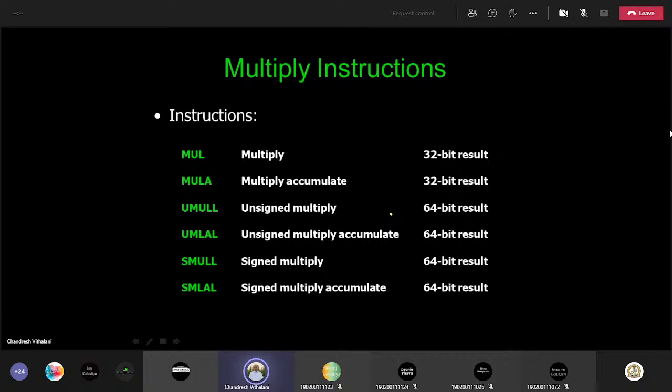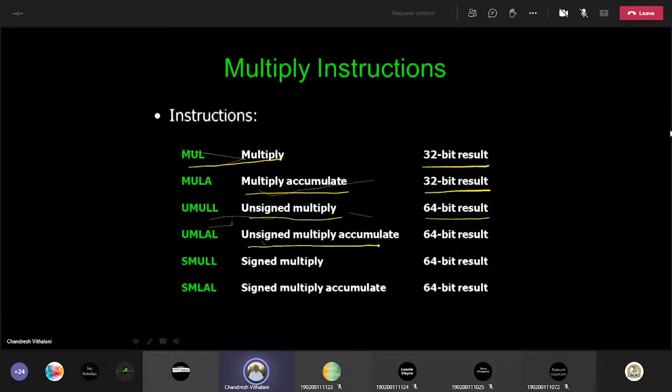Let's look at all these instructions. There is MUL, multiply, simple multiplication, where the result will be 32-bit. Then MLA, multiply and accumulate, again a 32-bit result. Then UMULL, unsigned multiply, 64-bit result. Unsigned multiply and accumulate, 64-bit result. Signed multiplication, which is a 64-bit result, and signed multiply and accumulate, again a 64-bit result. So all these are the different versions of multiply instructions.